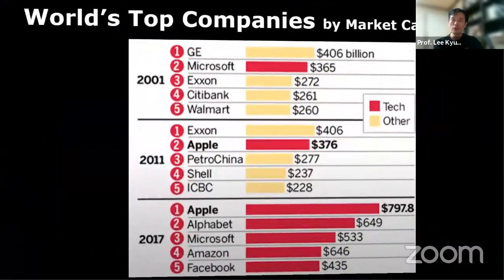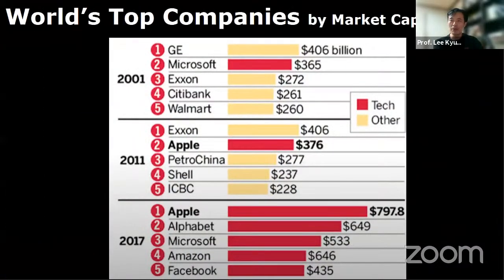In 2001, the biggest company in the world was GE, an industrial company. In 2011, Exxon, the oil company, was the biggest company in the world. But now the top 5 companies are IT software companies. We call them big tech companies.